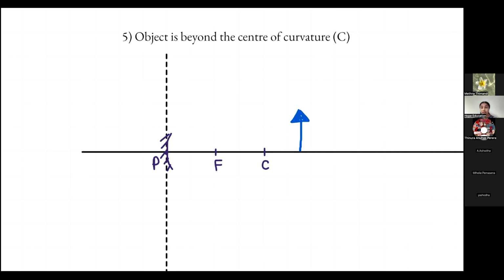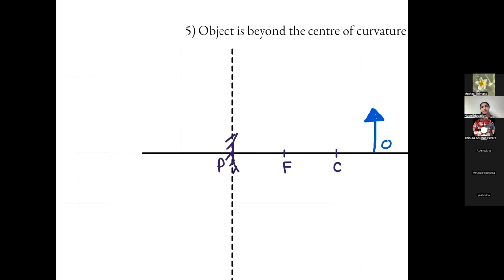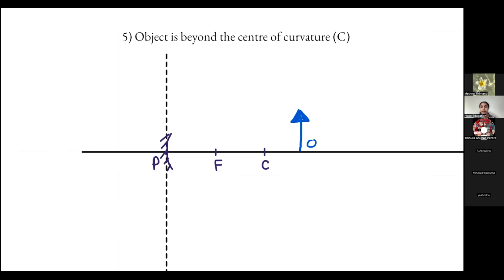Since this is our object, I will mark this as O. This is my object. Now we have to use the ray diagrams and see how the image is formed. Okay, which rays did we use? One, if you all remember, the parallel light ray: when you send a light ray parallel, it will be reflected through the focal point. Do you all remember that? Give me a thumbs up if you remember that ray.